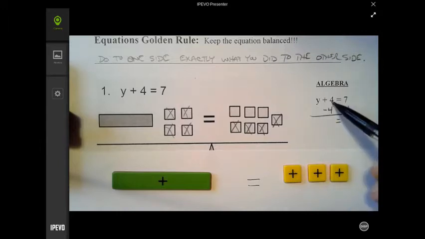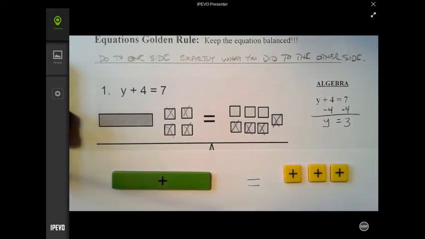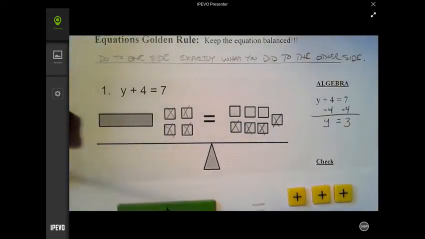On the left, when we took away those four yellow squares, 4 minus 4 is 0, so all we were left with was that variable y. And on the other side, when we did 7 minus 4, that left us with 3 positives left over. So the answer here is y equals 3.